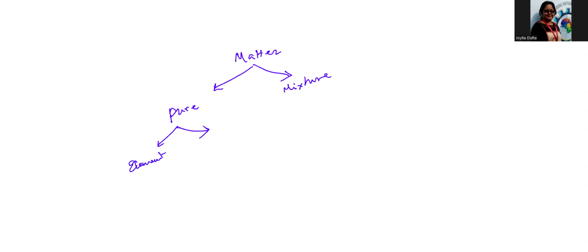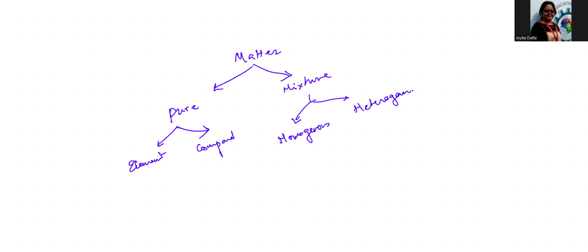Now coming ahead, till now, how did we classify matter? We classified matter into basically two types, pure and mixture. And I told you pure can be of two types, one is element, other is compound. Similarly, mixture also can be of two types. I can have homogeneous mixture, and I can have heterogeneous mixture.